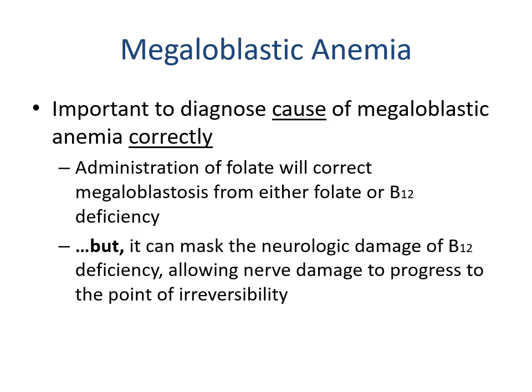So it's important to diagnose the cause of the megaloblastic anemia correctly. We said that there are two main causes, pernicious anemia and folate deficiency anemia. Now, administration of folate will correct the megaloblastosis; these cells will look normal in either folate or B12 deficiency. So folate will always fix the cell size, but it can mask the neurological damage of B12 deficiency, allowing the nerve damage to continue to progress, possibly to the point of irreversibility. So you have not actually corrected the B12 deficiency, but if you give someone folate, their blood cells will look better.